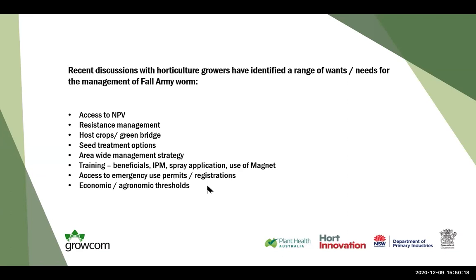Yeah, that's right. When you've got low numbers, you might get away with a BT spray, but if you've got high numbers, BT is just not going to do anything for you.